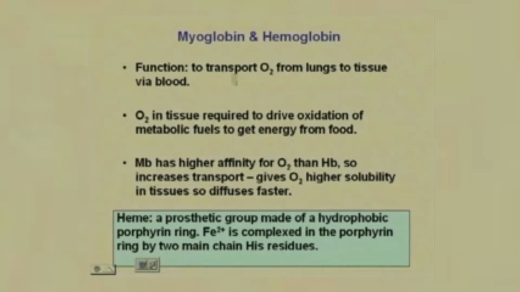Now, each of these proteins has heme associated with it. We will see what heme is. It is a prosthetic group made of a hydrophobic porphyrin ring and the iron 2+, which is part of what we call the iron in the blood. That is where it is in the heme. It is complexed in the porphyrin ring by two main chain histidine residues of the polypeptide chain.